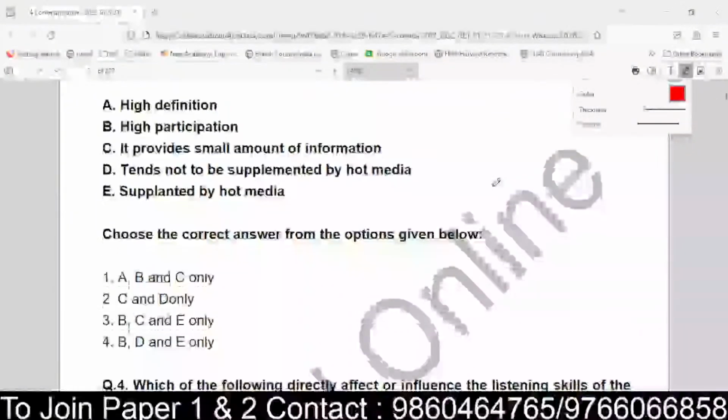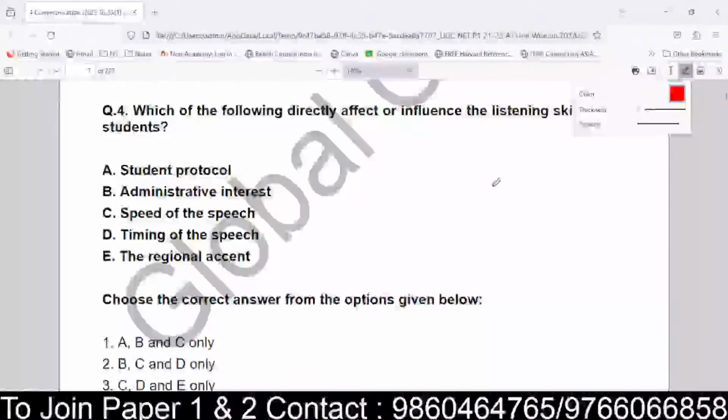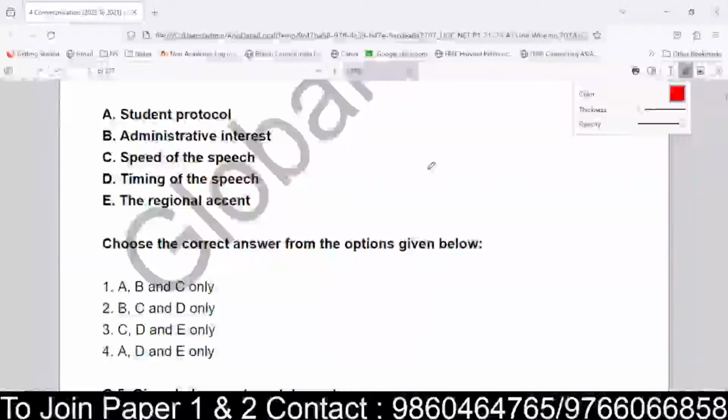So these are the features which are applicable to cool media or cool medium, right? Okay, coming to question number 5, everyone. Which of the following directly affect or influence the listening skills of students? They have given you the skills, you have to talk about which directly affects. Student protocol, administrative interest, speed of the speech, timing of the speech, the regional accent.